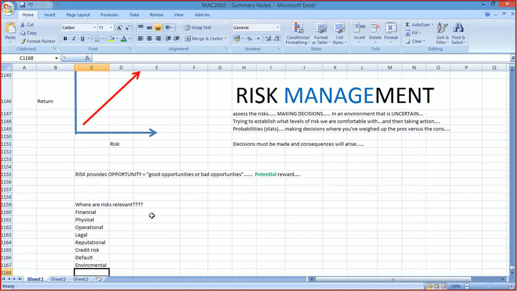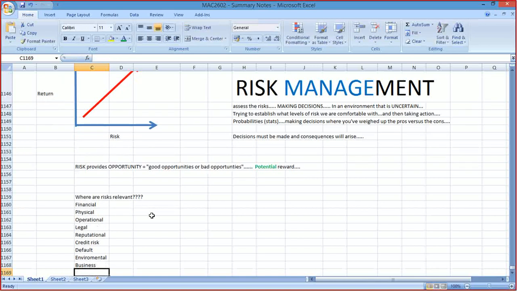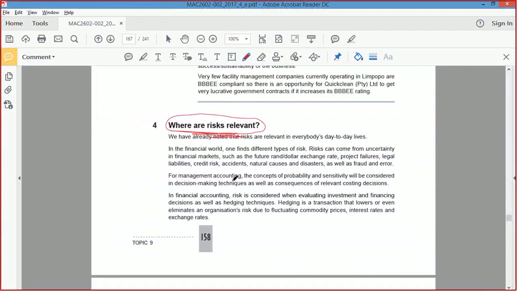So fraud and corruption. That would be maybe a business risk in terms of fraud and corruption. Okay, so there's a lot of different risks. Risks can be grouped into different areas. So here they're just looking at where risks are relevant. So they're looking at areas of the business.